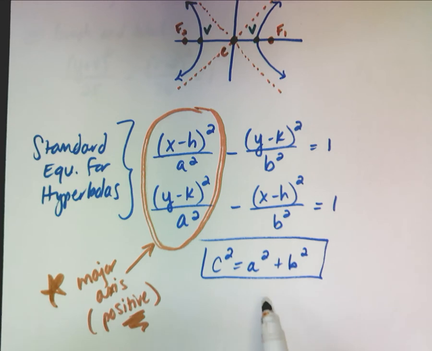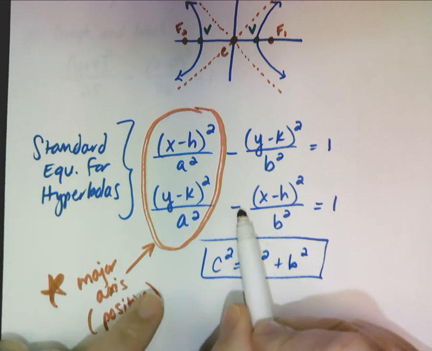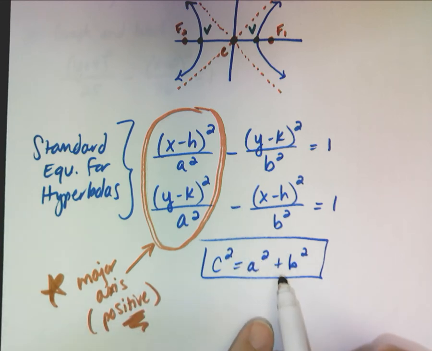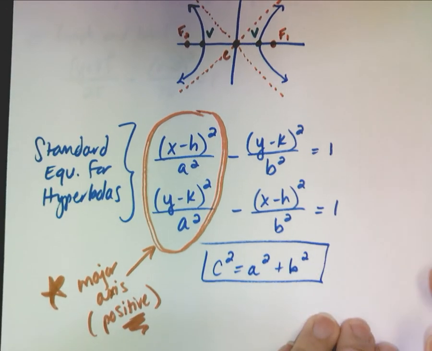Also, your foci equation is different. No longer is it c squared equals a squared minus b squared, but it's plus. And I just remember that if this is minus, this is plus. If this is plus, this is minus, okay? So if this is minus, this is our hyperbola, then this is plus. So these are your formulas and pictures.